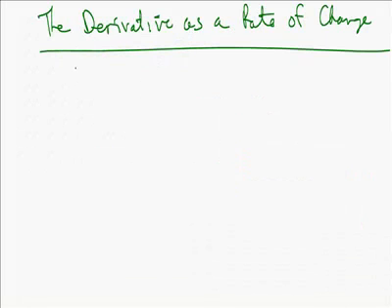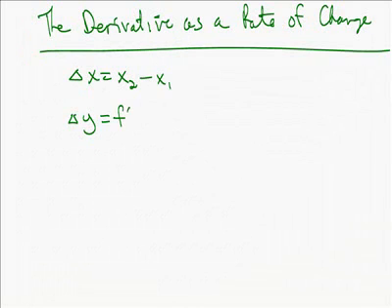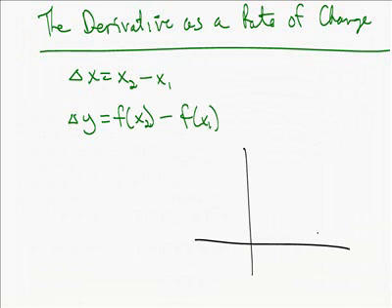Remember, we did some definitions where we said, let delta x equal the difference between two x values, x2 and x1. And then we will let delta y, delta meaning change in, be the difference in the y values of the function at those corresponding x values. So that'll be the function at x2 minus the function at x1. So let's draw a picture here again of what we're looking at.